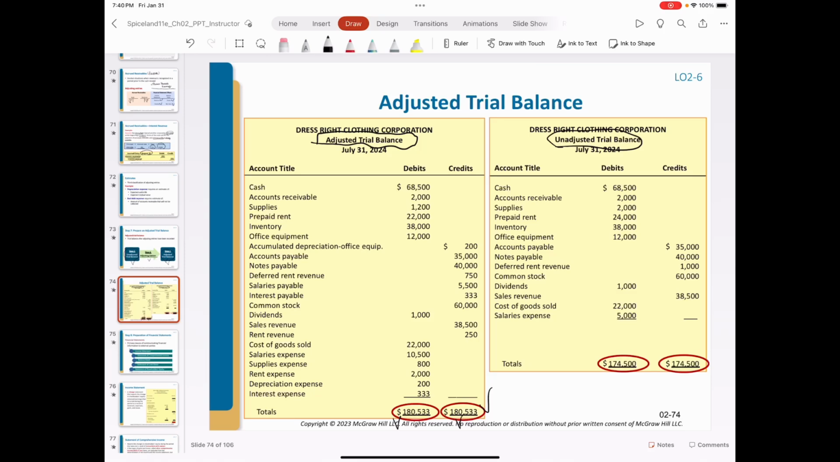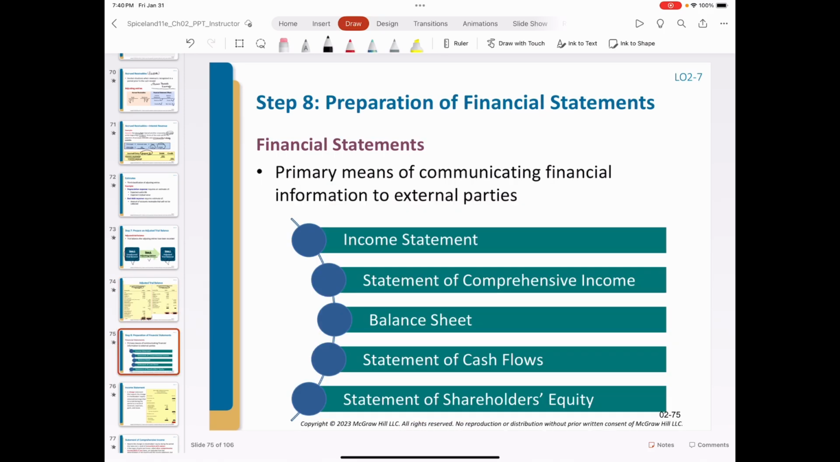After step 7, when we have the adjusted trial balance, we can use it to prepare financial statements. And the first financial statement to be prepared is the income statement. Next one is the statement of stockholders' equity, then the balance sheet. The other two financial statements I will introduce later.